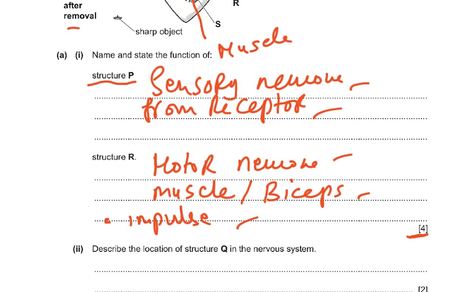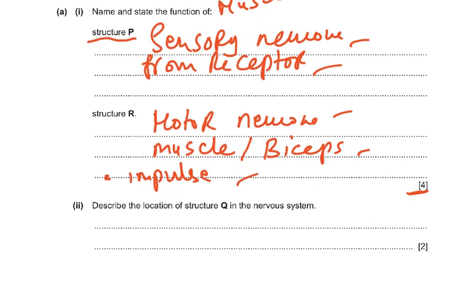It's in the nervous system. Where is it? You could have said CNS. That's allowed, central nervous system. Or you could have said, I don't know, I don't teach gray matter. But if you knew that, fine. But central nervous system was fine.